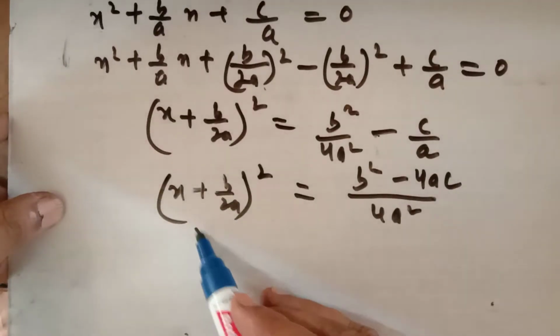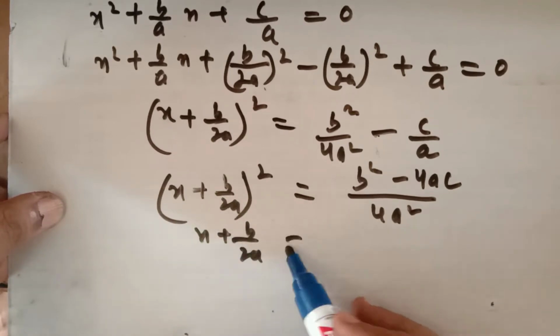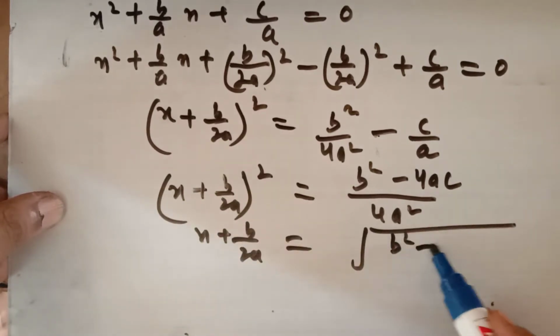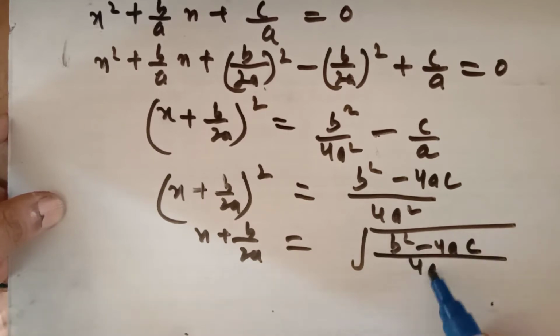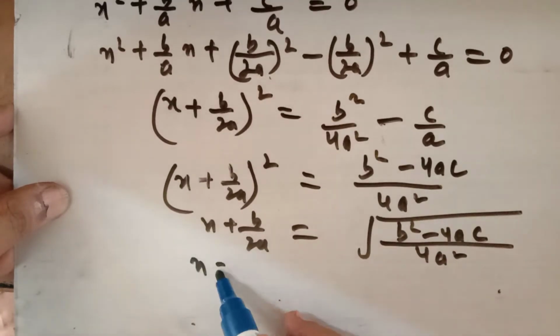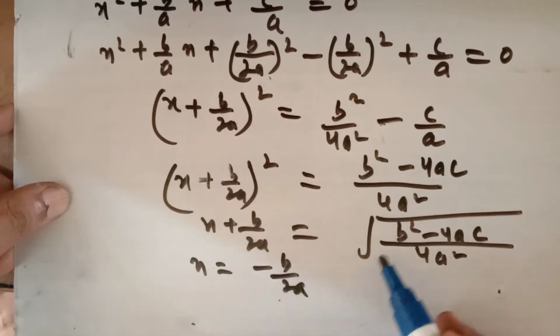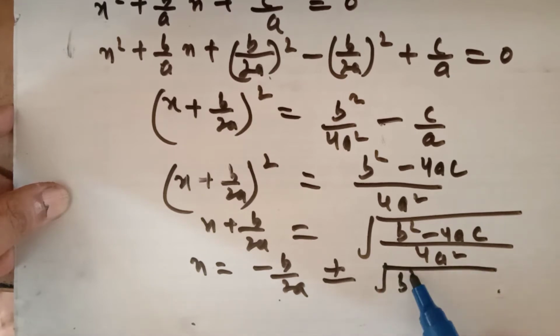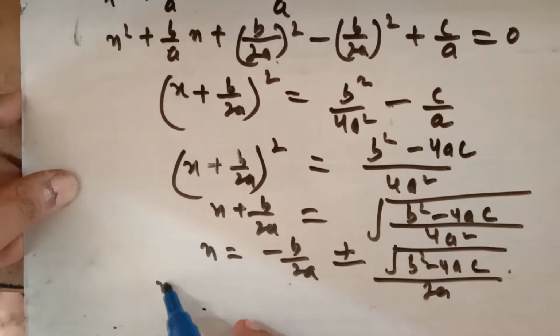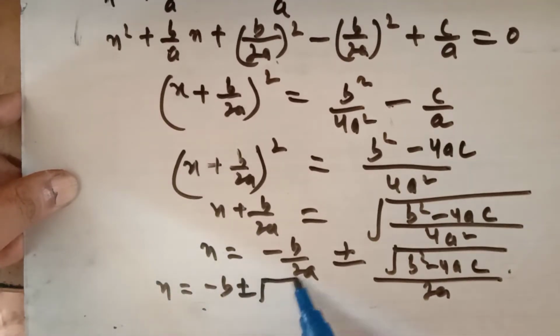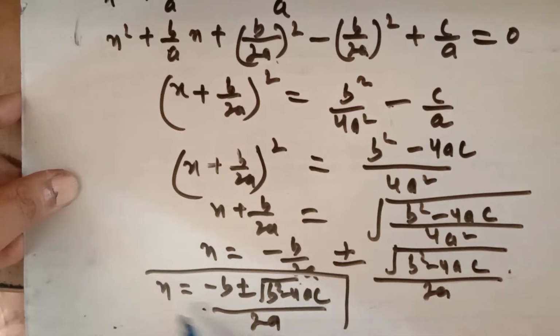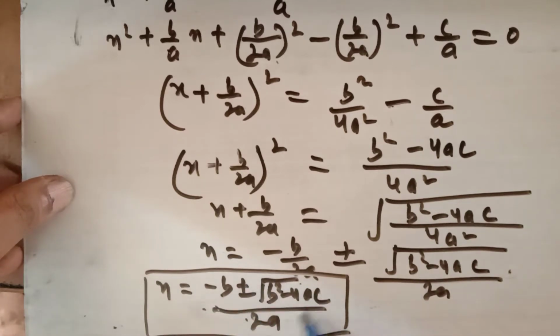So if you remove the square from the right and left hand side, it will be 4a square. So it comes out to be minus b upon 2a. When you remove the square root, it will always be plus minus under root b square minus 4ac upon 2a. Now you can add, it will be minus b plus minus root b square minus 4ac upon 2a. This is the roots of the quadratic equation by using the quadratic equation formula, minus b plus minus root b square minus 4ac upon 2a.